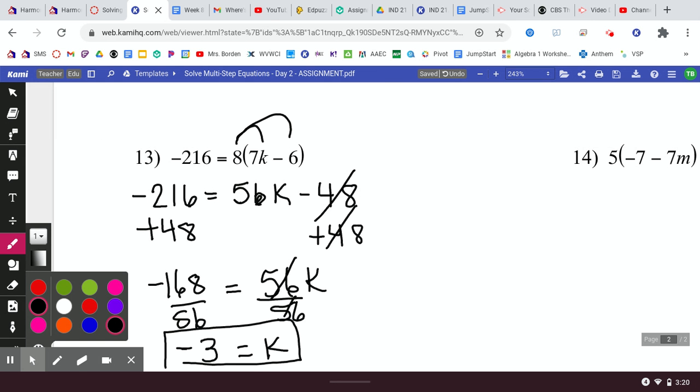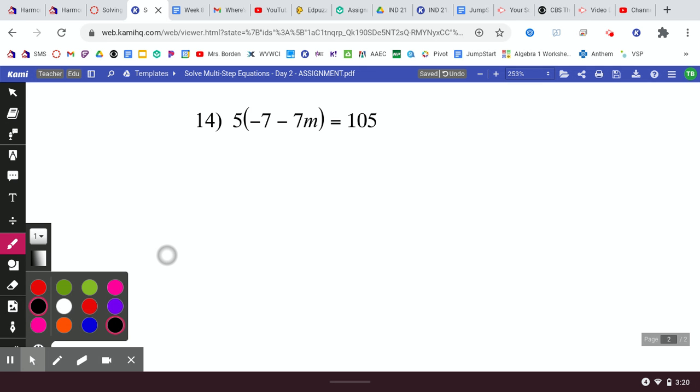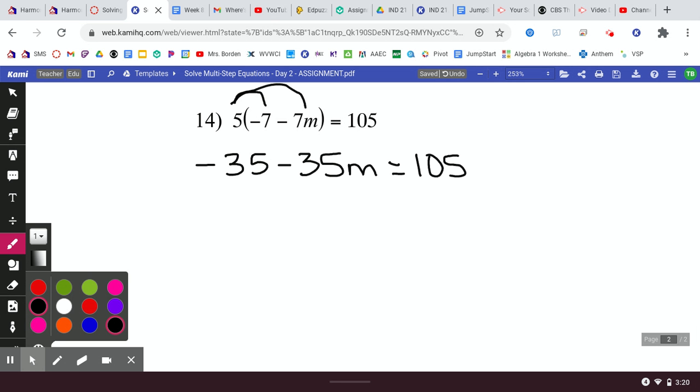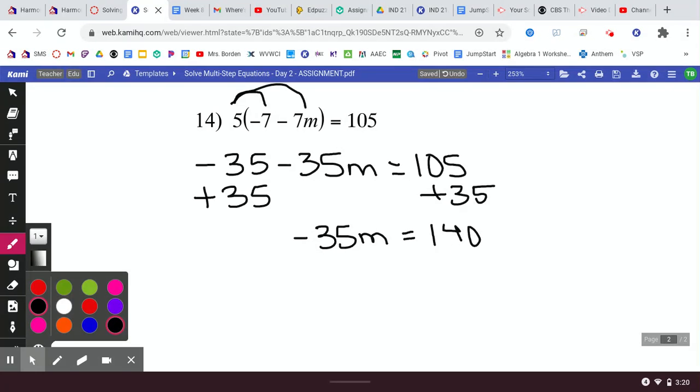All right, for number 14, same thing. On the left-hand side here, I'm going to distribute 5 times negative 7, which is negative 35. And then I'm going to take 5 times negative 7m, which is negative 35m. And then I'm just going to write this side because I haven't done anything yet. Now all my m's are already together on one side, so I'm just going to go ahead and move this number over. And that leaves me negative 35m equals 105 plus 35 is 140.